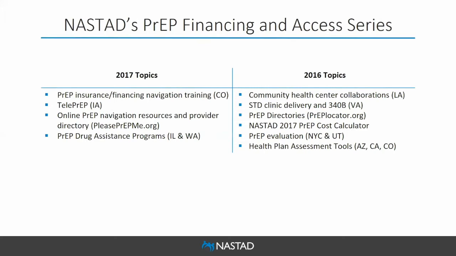To contextualize today's conversation for our new participants, NASTAD's PrEP Financing and Access series showcases strategies that health departments and community health providers have developed to finance PrEP programs, decrease disparities in access to the intervention, and evaluate these programs. So far this year, we've discussed PrEP drug assistance programs in Washington and Illinois, specifically how to leverage their infrastructure and expertise from the ADAP program to facilitate access for PrEP, including strategies to make these programs easy to access for PrEP candidates and strategies to contain costs.